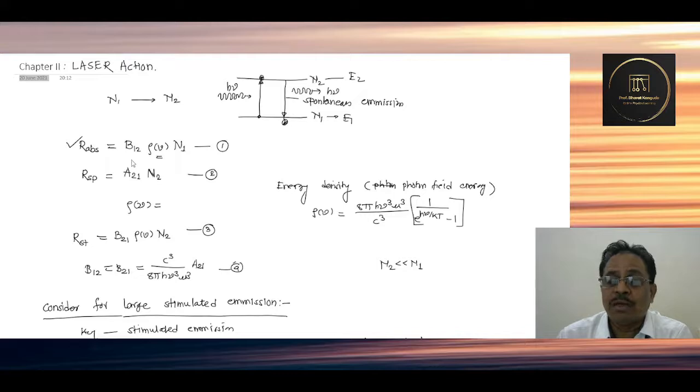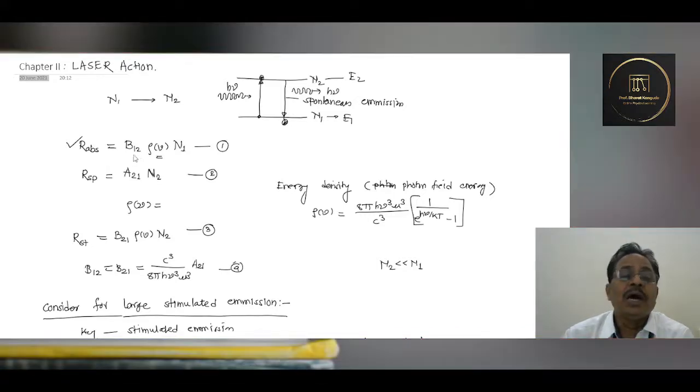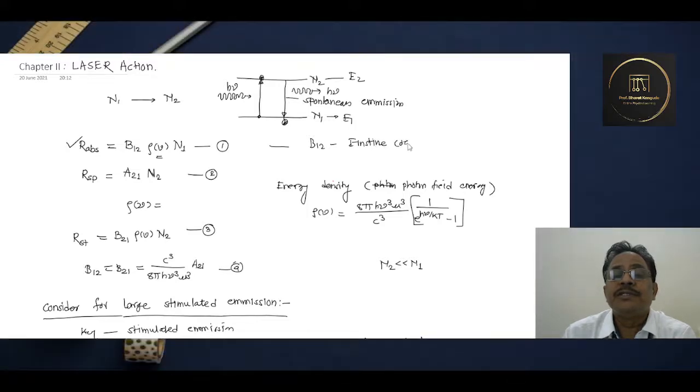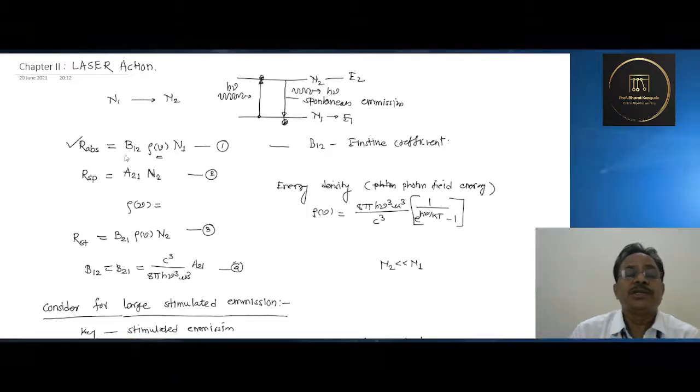So these are the two factors on which this RABS depends, and therefore, writing this equality with a coefficient, I can write this as B12. This B12 is called Einstein's coefficient for absorption. We have already seen this. Once this coefficient is known, I can find out RABS, the absorption rate for the absorption transition, which is equal to B12 times rho nu into N1. That is what I am calling equation 1 for the present chapter.